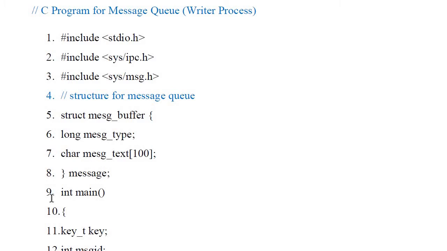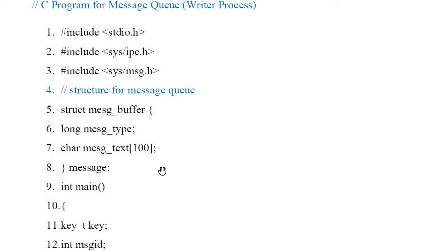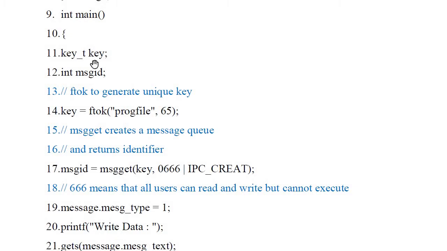Now let's start with the code. What does the writer process do? So this is the structure of the message queue that I'm using. It is named as message. Next is the main. We have, see here, FTOK is used to generate the unique key. Then comes the message get. As we have seen already in the diagram, first FTOK is used to generate the key. This key only will be used by message get. This creates a message queue and returns the identifier.